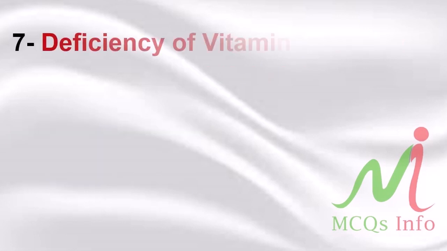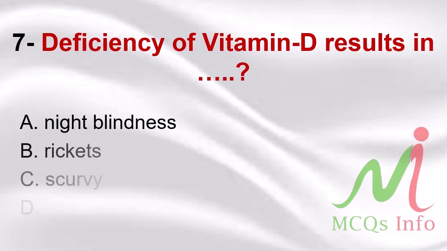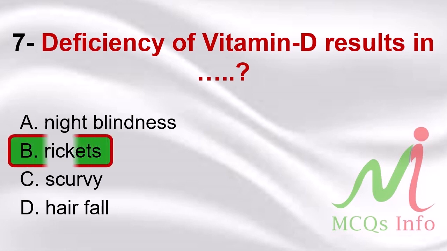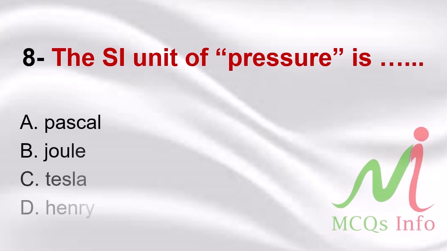Deficiency of vitamin D results in A night blindness, B rickets, C scurvy, D hair fall. Correct option is B rickets. The SI unit of pressure is A pascal, B joule, C tesla, D a henry. Correct option is A pascal.